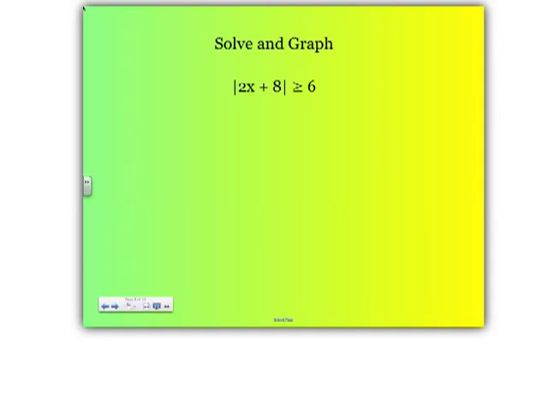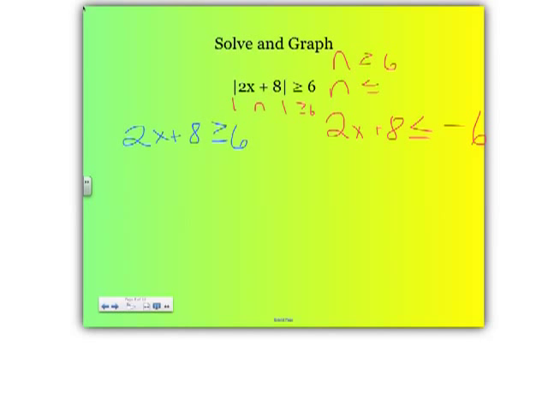So, taking a look at our next example, my setup will be 2x plus 8 is greater than or equal to 6, or 2x plus 8 is less than or equal to negative 6. Because if this was some number n greater than or equal to 6, then that would mean that n could be greater than or equal to 6, or n could be less than or equal to negative 6.